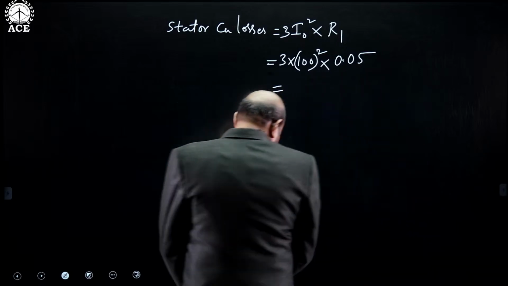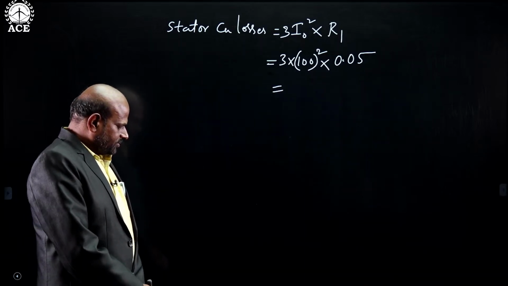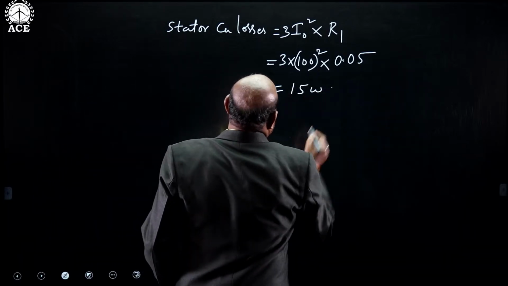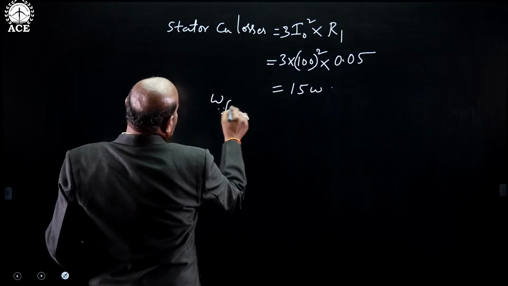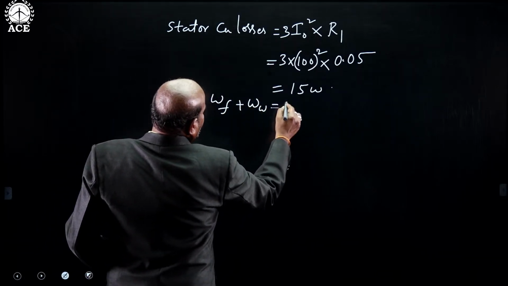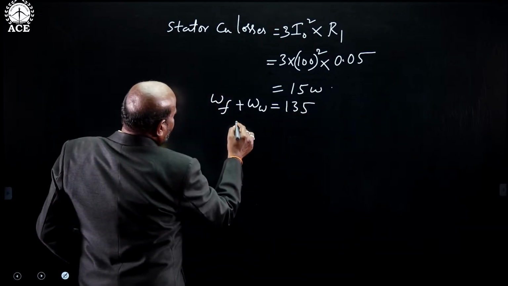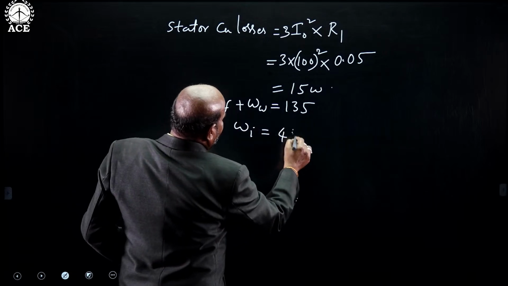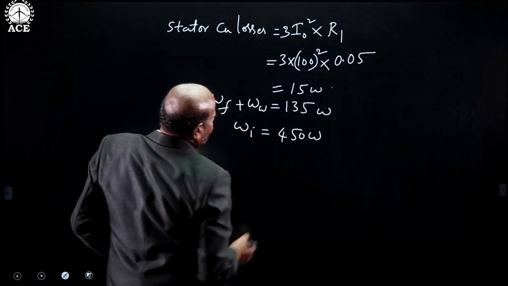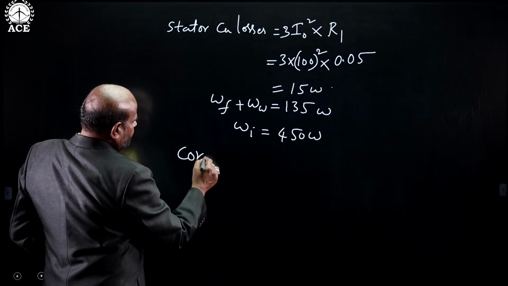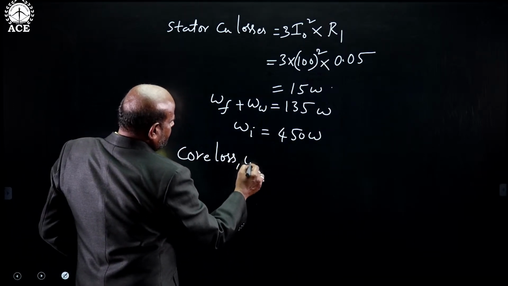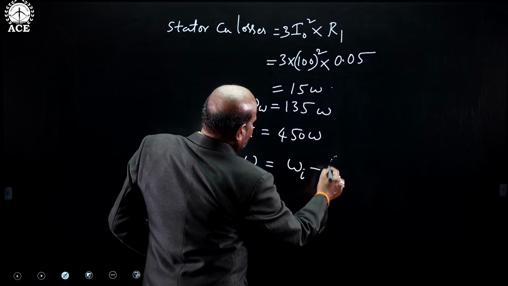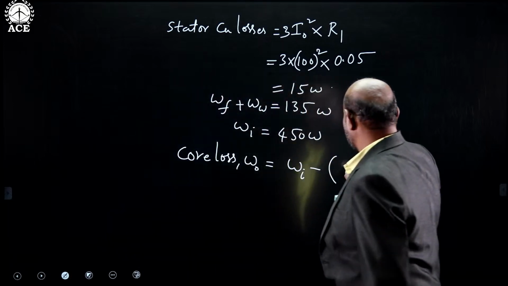This is going to be 3 into 10 square into 0.05, 15 watts. But friction and windage loss 135. Then what is the input power? Already given as 450 watts. Then what is the core loss? Core loss is nothing but W naught, which is equal to input minus what are the other losses? Windage and friction.